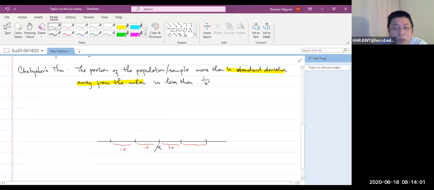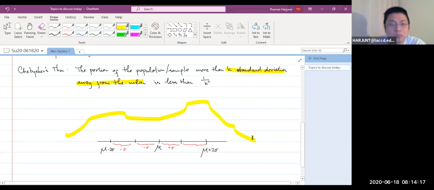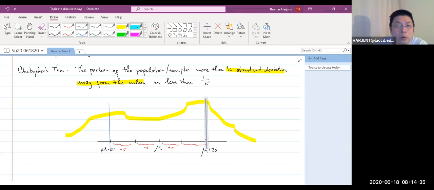So this guy here will be the mean plus twice standard deviation. And this is the mean minus twice standard deviation. Now, the data may be distributed in some strange way. Okay, doesn't matter. Now, according to this Chebyshev theorem, the portion of that population, in this case population because I use mean, I use mu, right? Then the portion of the data that is more than twice standard deviation away from the mean.